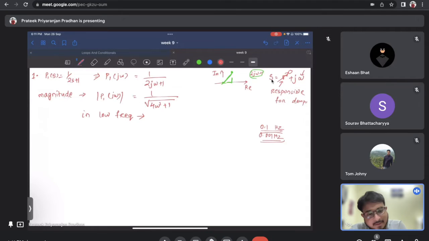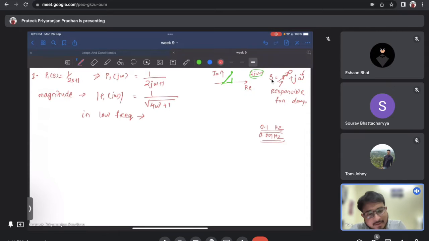So in the low frequency range, I can write my P1 of j omega magnitude will be 1, and in the high frequency range, my P1 of j omega will be 1 by 2 omega. Is it clear? Can you just type yes or no, or any doubt you have about the low frequency? Okay, I'll explain it again.